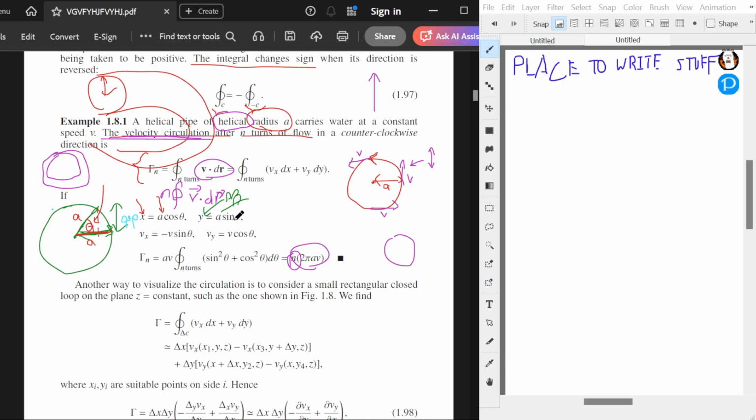A is sine theta. Opposite, this will be Y. A over cos theta. Adjacent would be this little section here. I think it works out. So x equals a cos theta, y equals a sine theta.